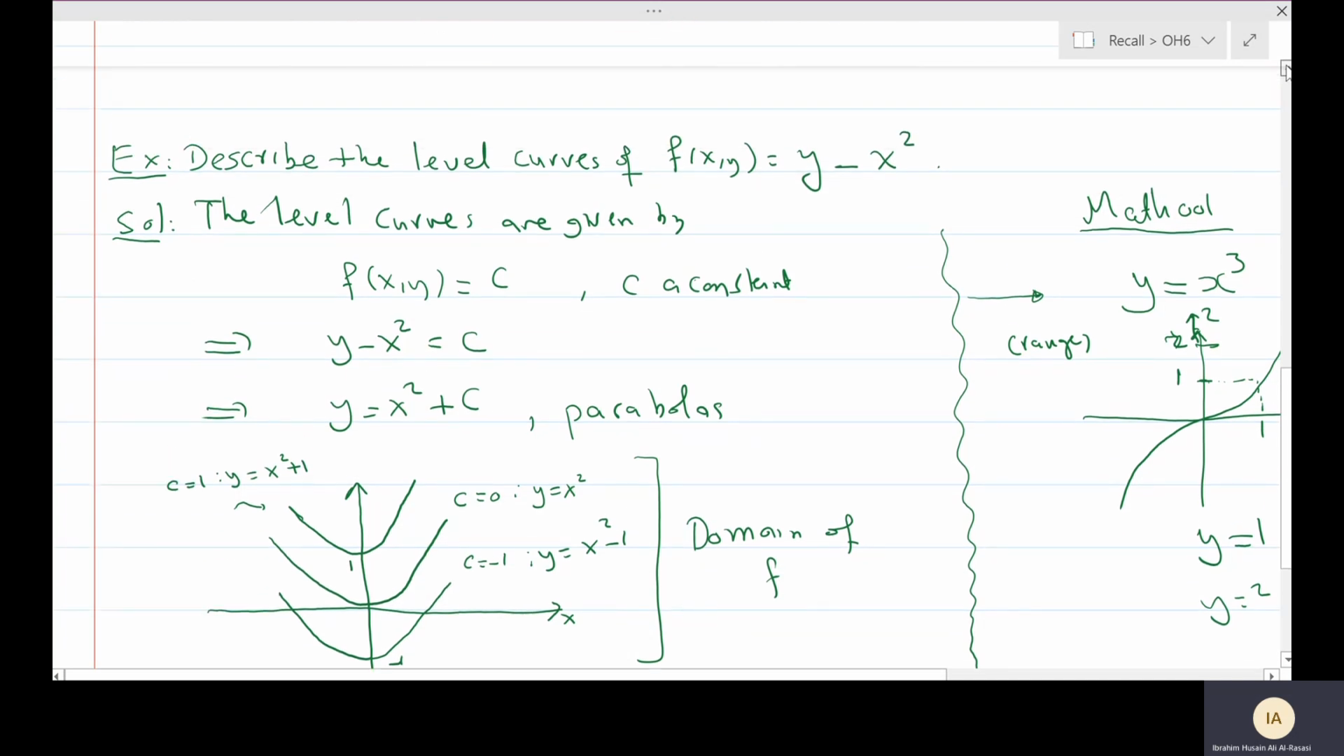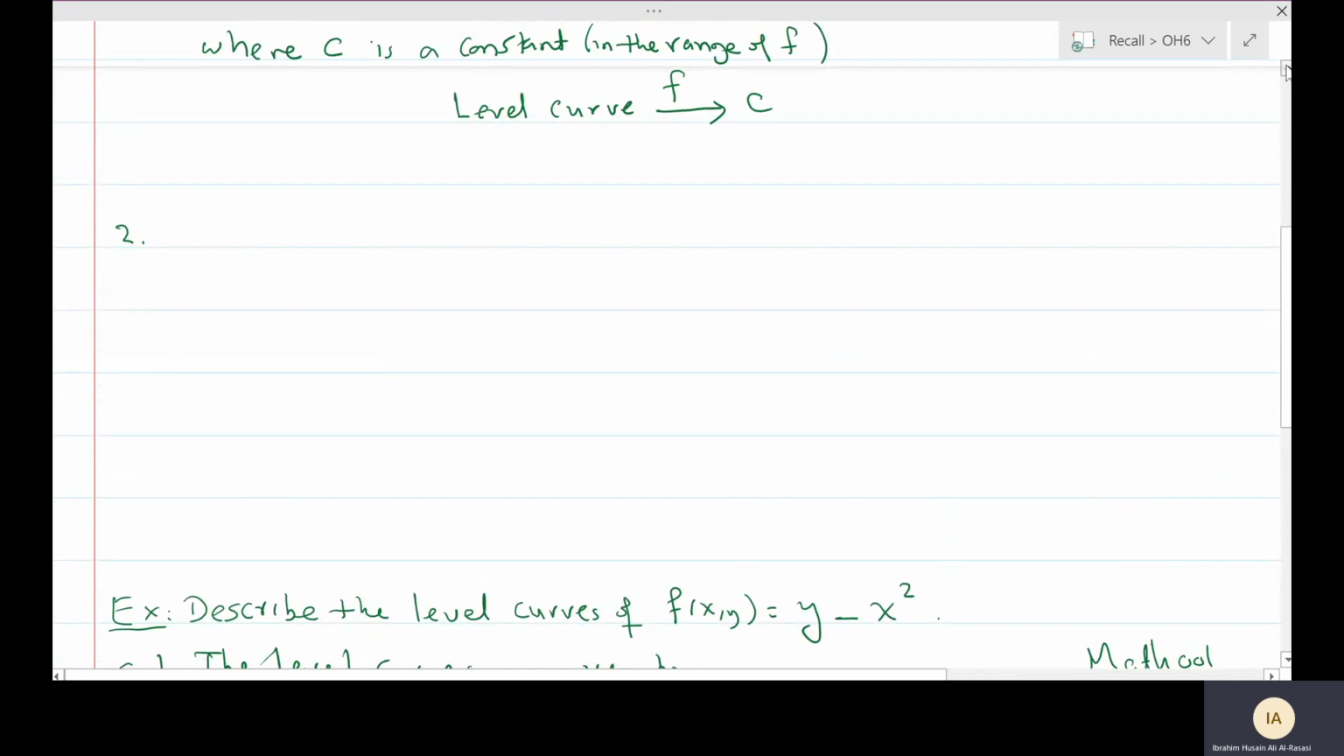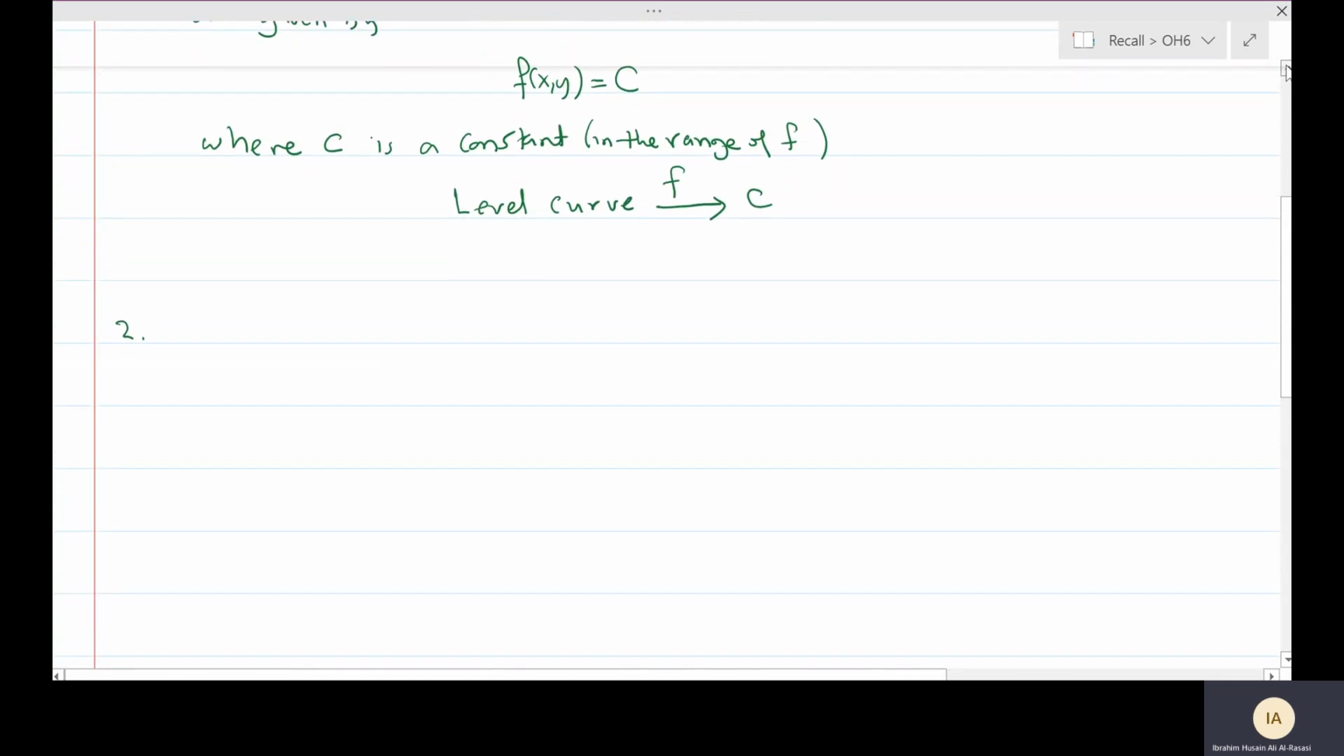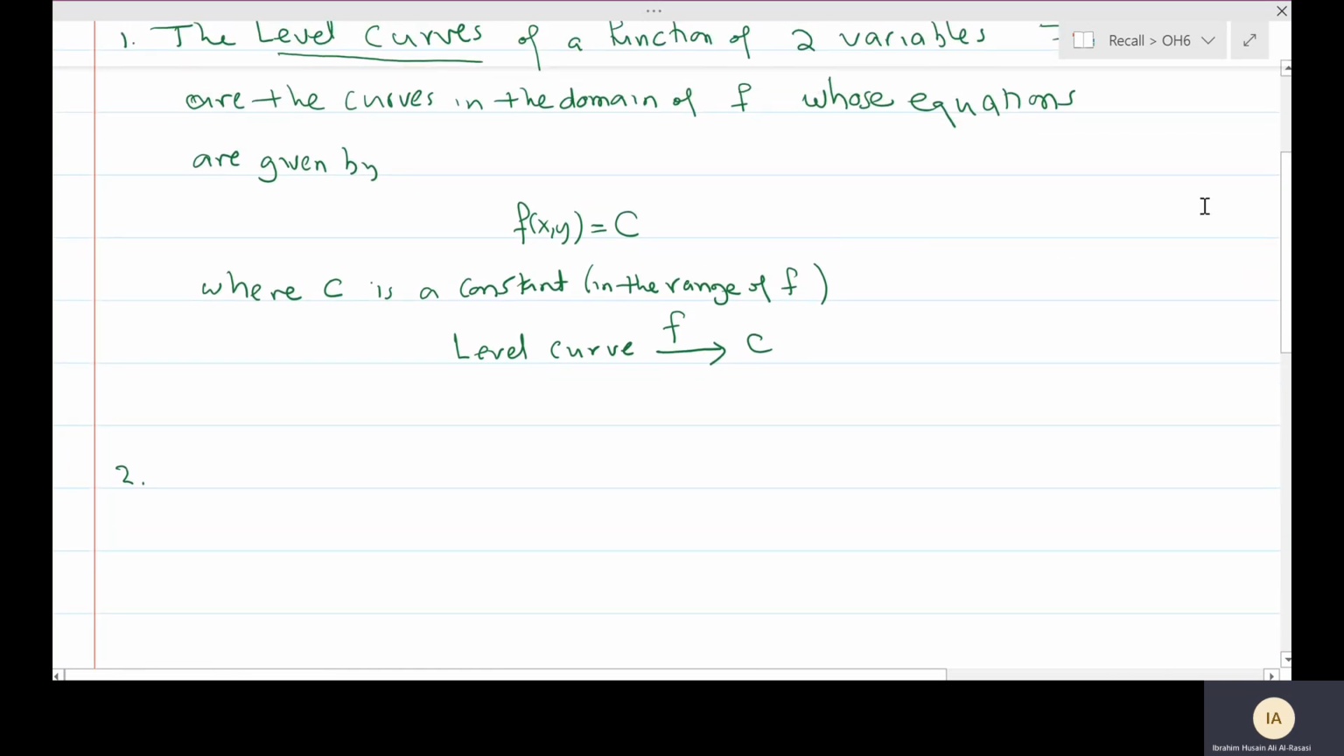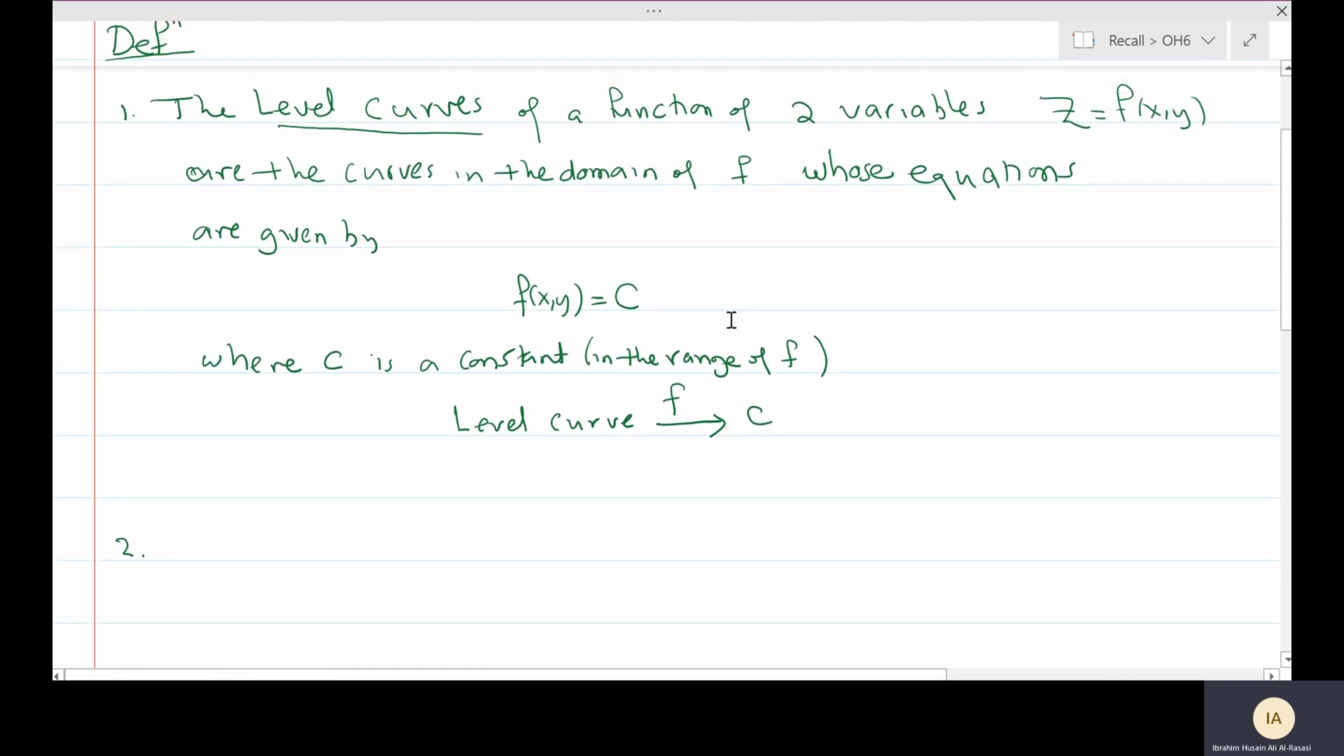So basically, you are finding a pre-image. If I know z, what are the pre-images? What are the values in the domain going to z? Our z is always equal to C. When you substitute, you get a curve. So this curve will go to the Cth floor. Okay, so this is for functions of 2 variables.